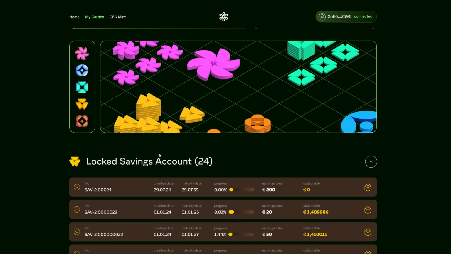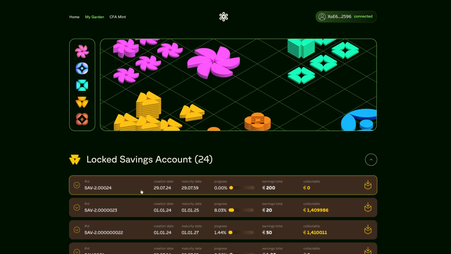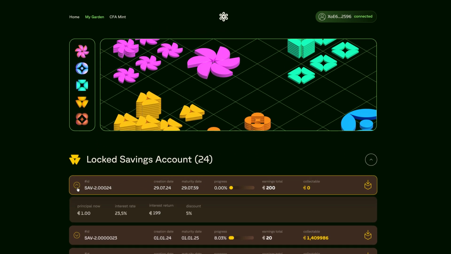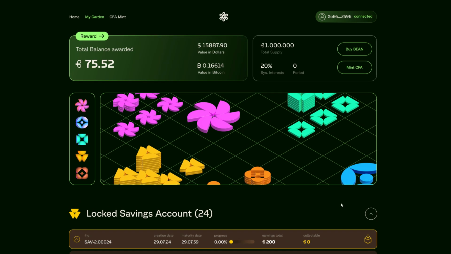As you can see, your new locked savings account appears in the financial garden. However, it cannot be transferred, traded, or used for loans. The BloomBeans financial system is designed to reduce global financial operating costs to near zero, transferring that wealth directly to you.